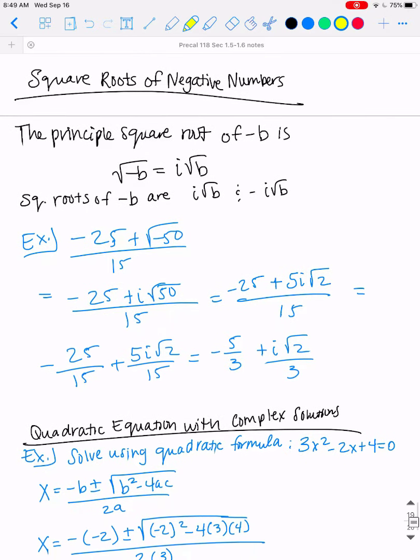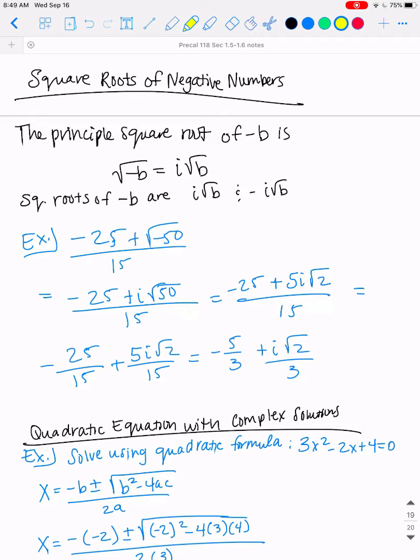Now square roots of negative numbers. The principal square root of negative b is the square root of negative b, which equals i square root b. We've seen that already, pulling out the i when we have the negative 1 under the square root. So the square roots of negative b are i square root b and negative i square root b.